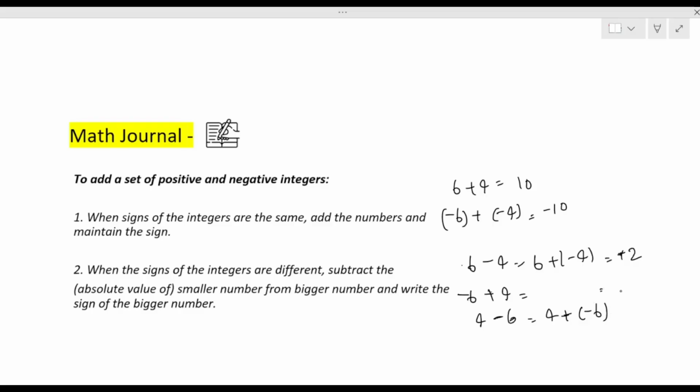In this case, your first step is subtract the smaller from the bigger, which is 6 minus 4, which is 2. And the second step is put the sign of the bigger number, the absolute value of the bigger number, which is 6. And the sign is negative, so you put a negative.